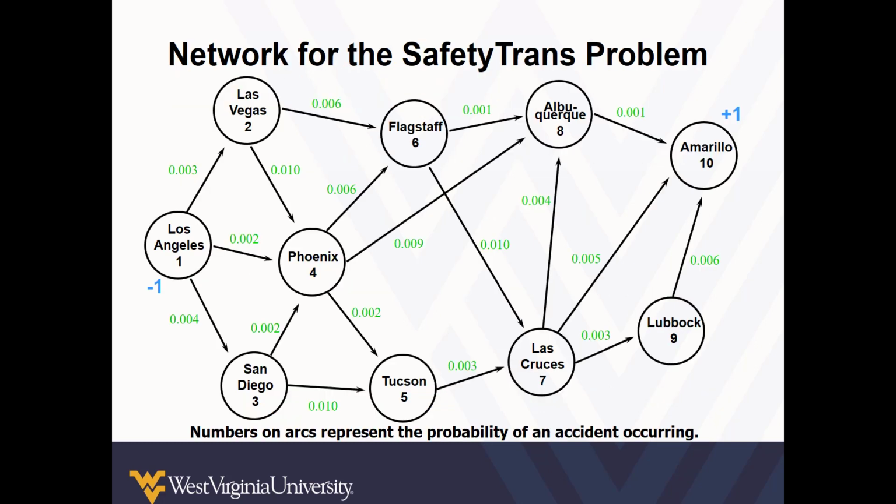And this is what the network looks like for this problem. The numbers on the arcs, which are the links between the different nodes, and each node is a city, represent the probability of an accident occurring. Safety Trans maintains a national database of the probabilities of crashes occurring, developed from data they receive from state and federal departments of transportation. Also note that at Los Angeles you see a -1 because that's where we're shipping from, and we want it to arrive in Amarillo where it's +1.